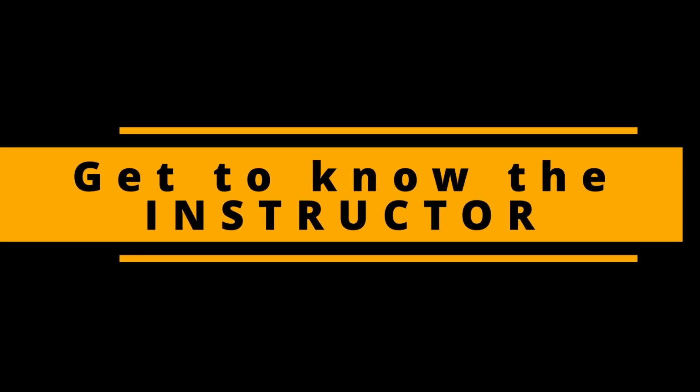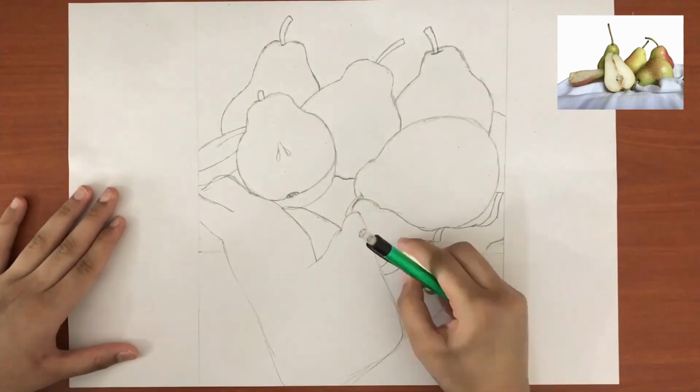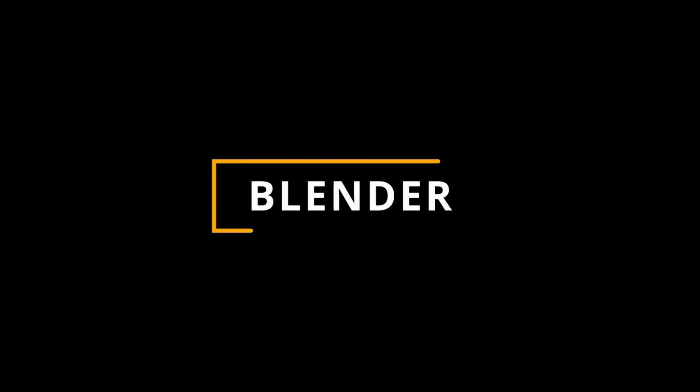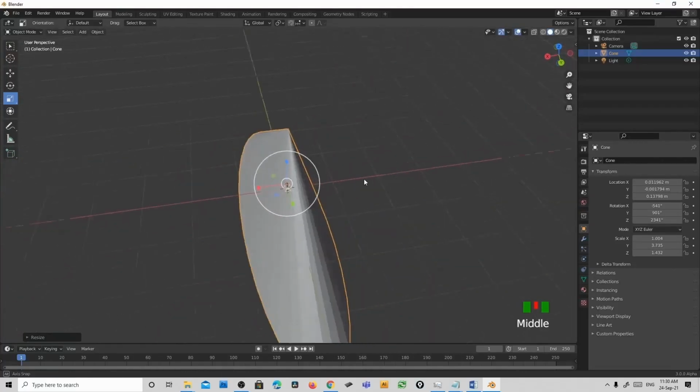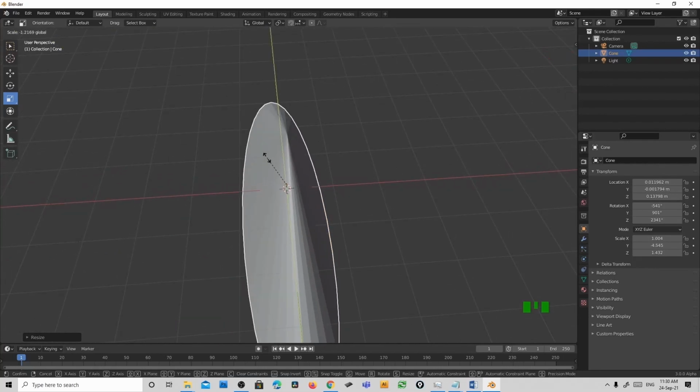Once upon a time, my tools for creating art were pencils and paint colors, and I had zero idea of 3D art. Then I heard about Blender. At first impression, it was very confusing and looked very hard.